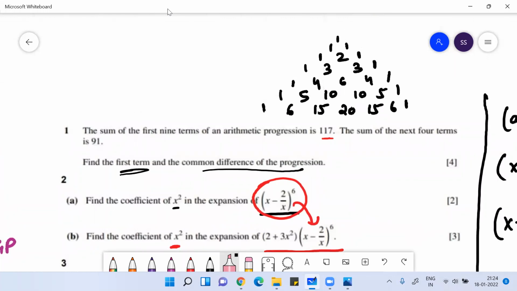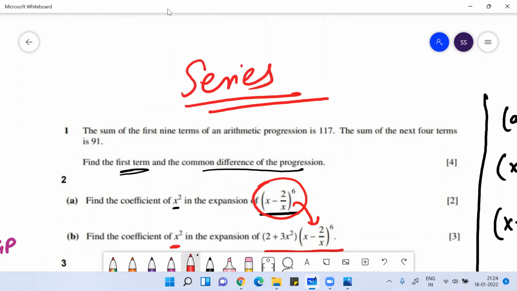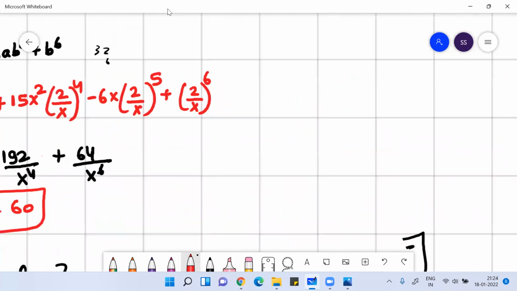So we did important questions on series. I hope you understood, and this will be helpful for your exams. Those who are preparing for Cambridge, this would be important for them if they want to prepare for this chapter on series. So I hope you understood what I have done in this class.